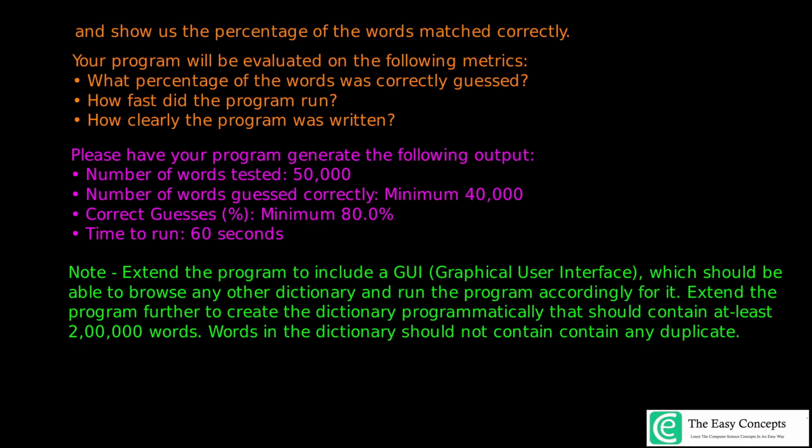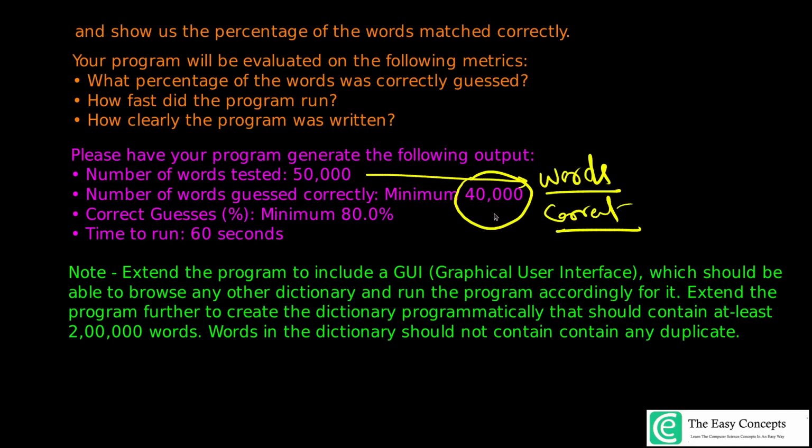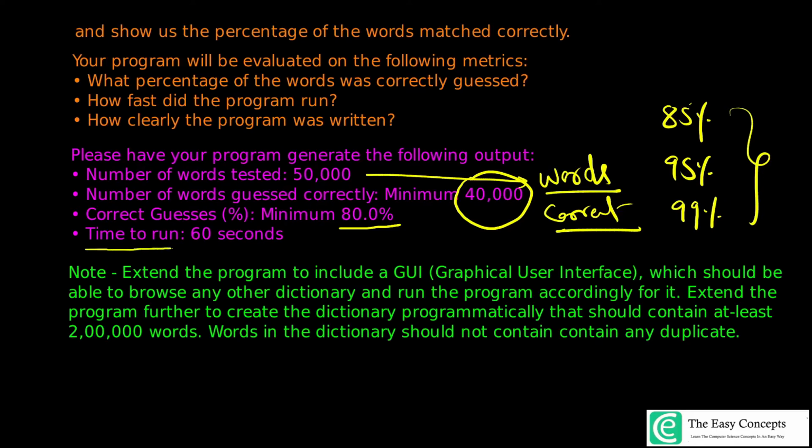Now you have 50,000 words, right? And you need to make 40,000 correct guesses. This should be correctly guessed. So accuracy will be 80%. It's the minimum. So you can make it 85 or maybe 95 or maybe 99. It depends on your program and logic. And I am giving you 60 seconds to run this program, but actually that depends on your system. Try to keep it minimum.